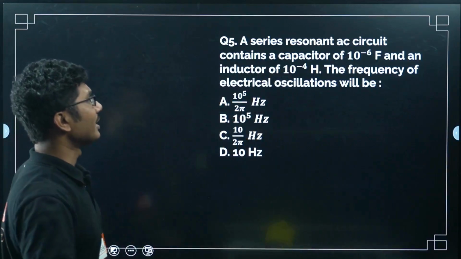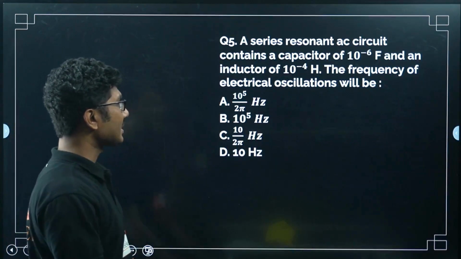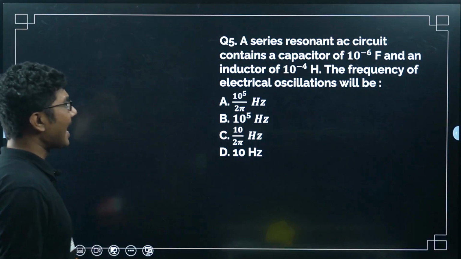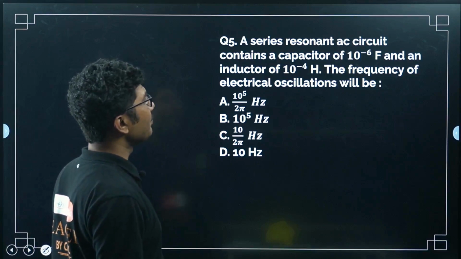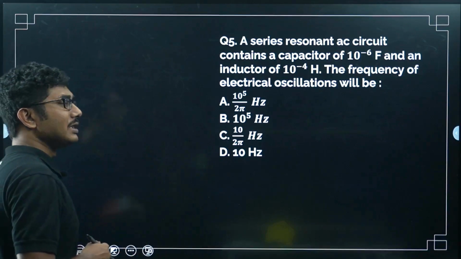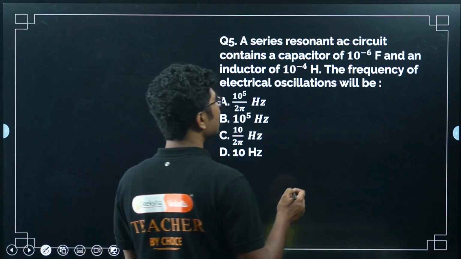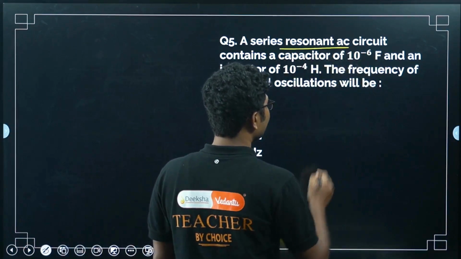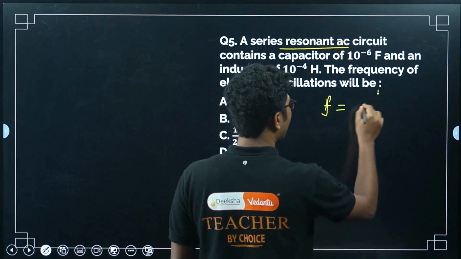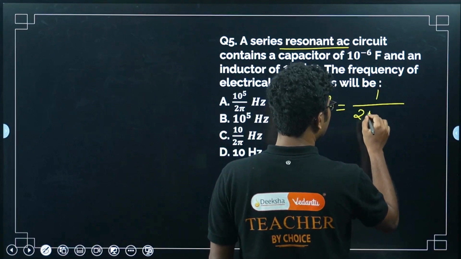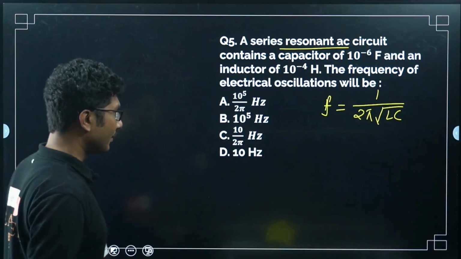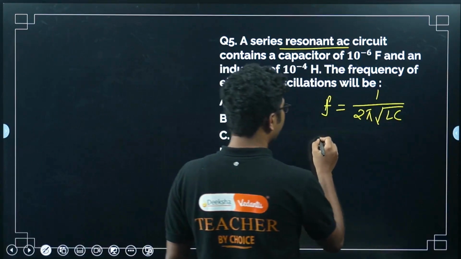A series resonant AC circuit contains a capacitor of 10 to the power of minus 6 farad and an inductor of 10 to the power of minus 4 henry. The frequency of electrical oscillations will be? So what is the frequency? This is a resonant circuit. In resonant circuits, we know that frequency is given by 1 by 2 pi square root of LC, right? This is the frequency, not angular frequency, normal frequency.